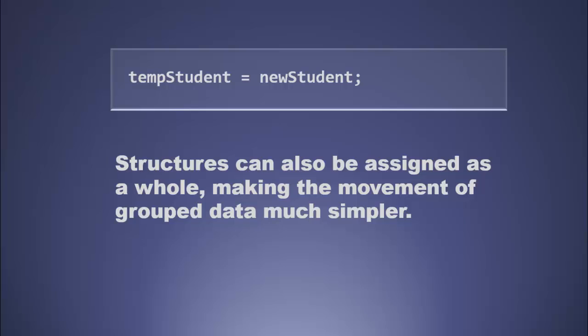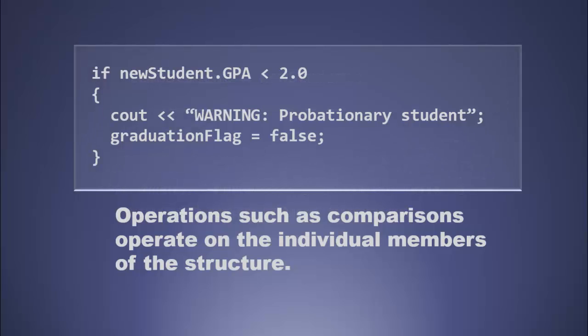We can also work upon the structure as a whole. So if I want to copy all of that data that I just assigned in the previous example to another instance of this data type, I simply use the assignment statement and copy the entire structure into another structure of the same type. If we're going to do operations such as comparisons, things of that nature, those have to be done on the individual elements. There are no operators that work upon structures as a whole.